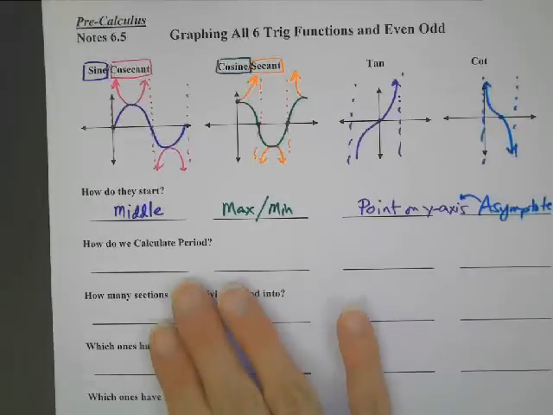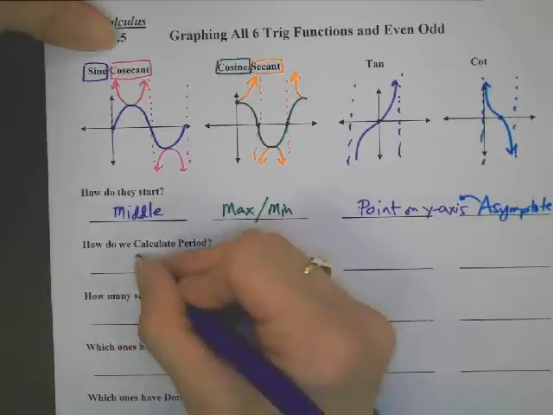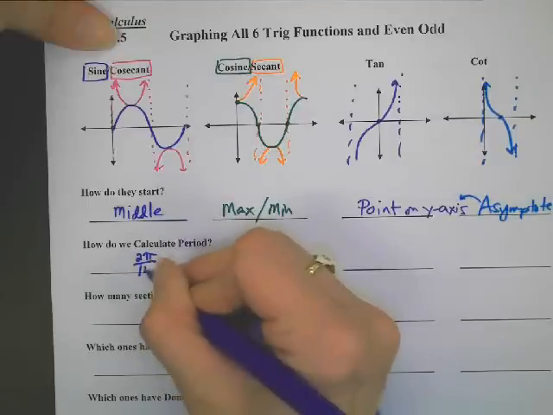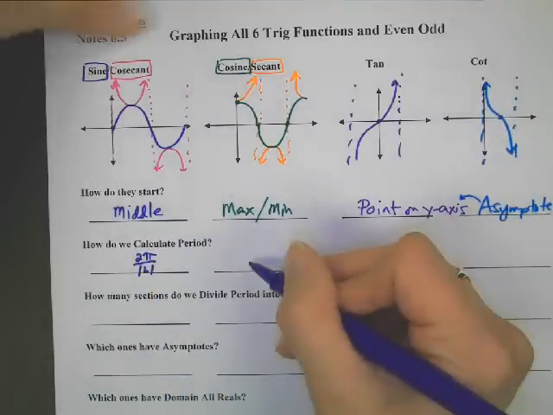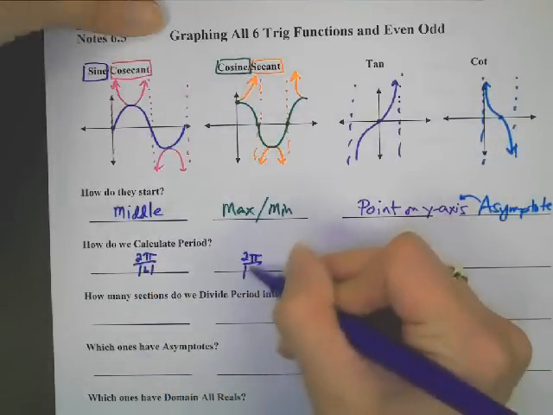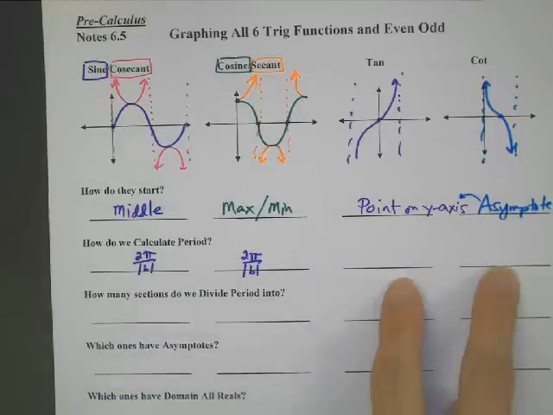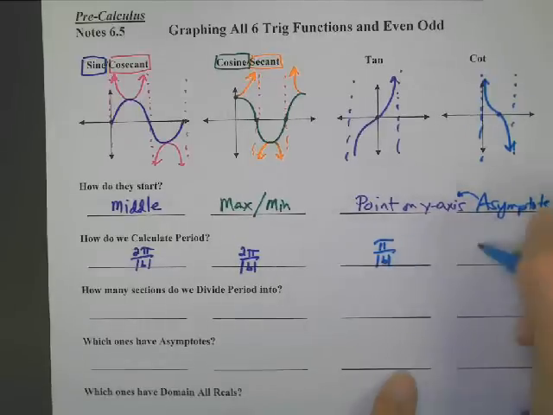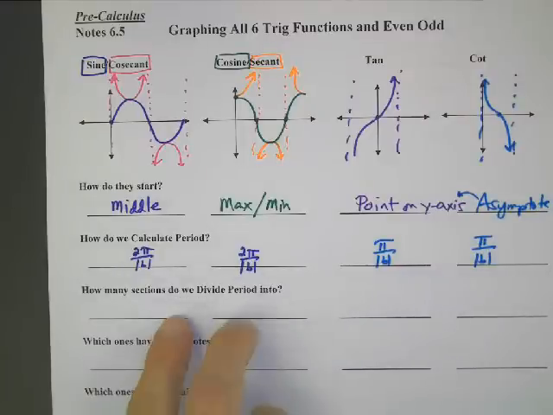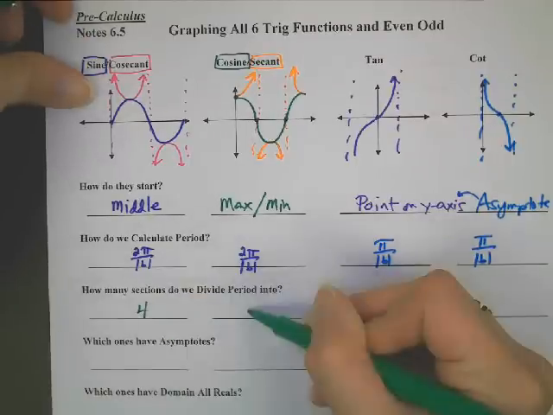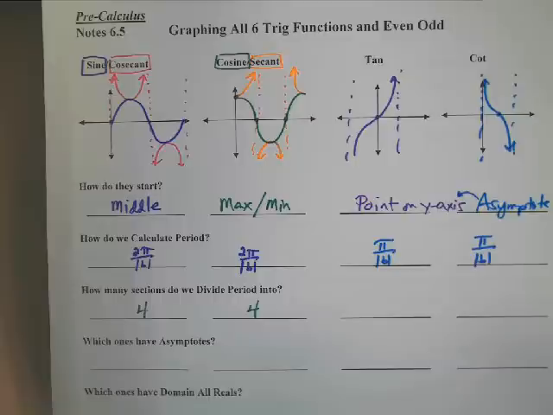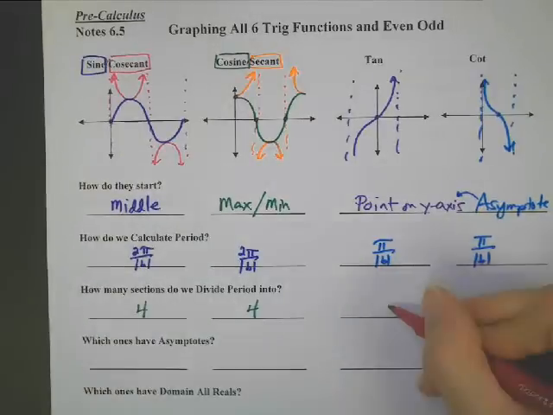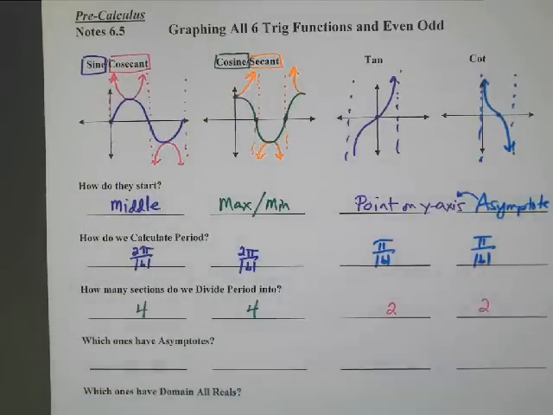Okay, how do we calculate period? For sine and cosecant, it's 2 pi over absolute value of b. For cosine, it's 2 pi over absolute value of b. For these two guys, it's the same. It's pi over absolute value of b, pi over absolute value of b. How many sections do we divide them into? For these two guys over here, it's 4 and 4. For these two guys over here, it's 2 and 2.